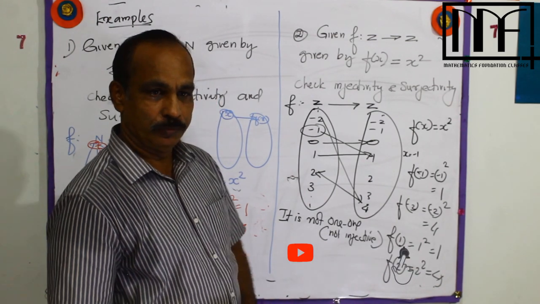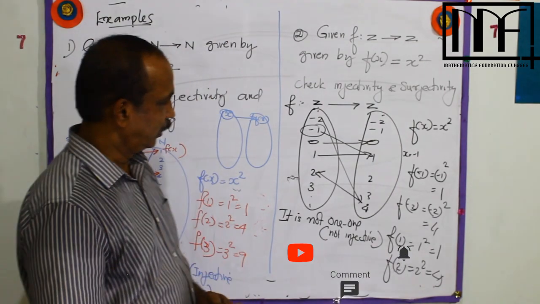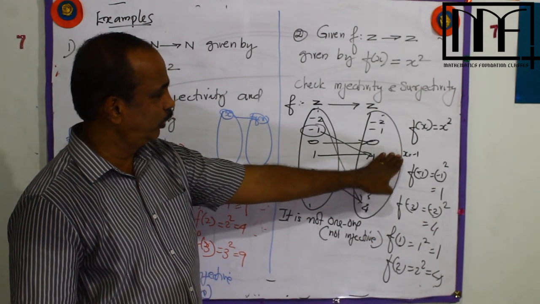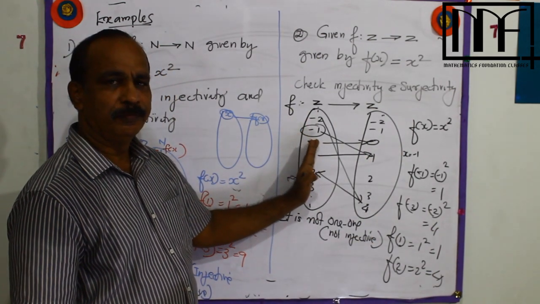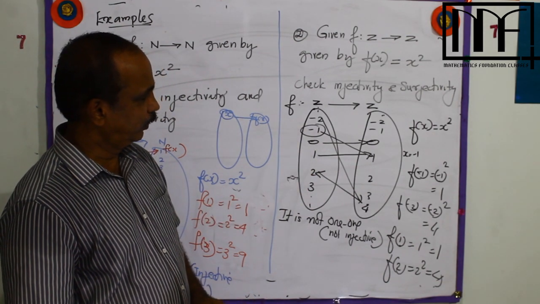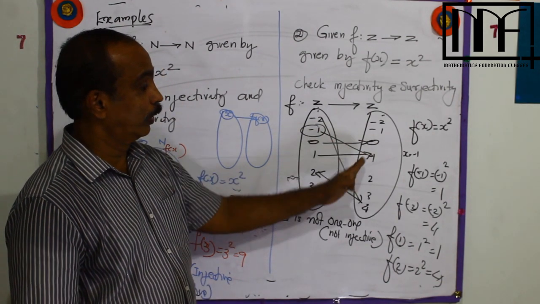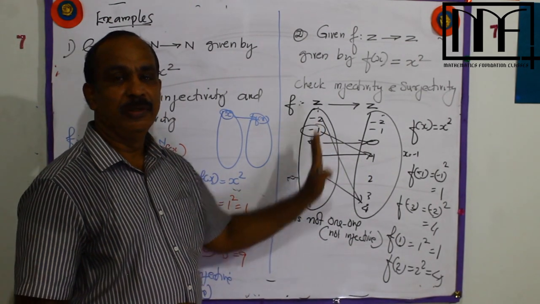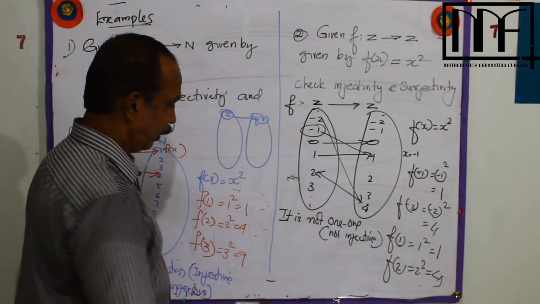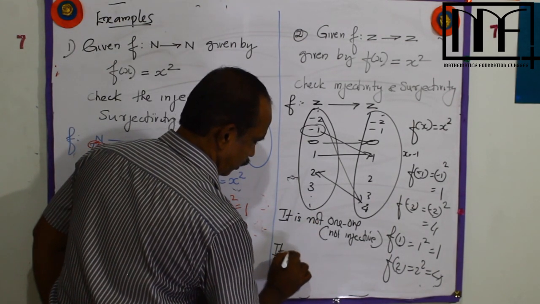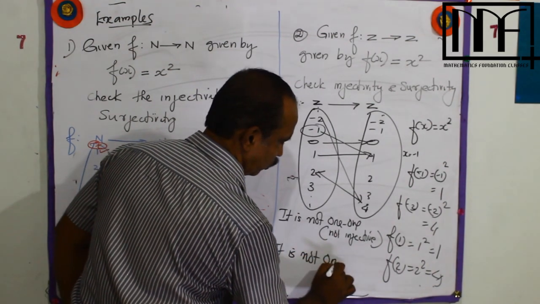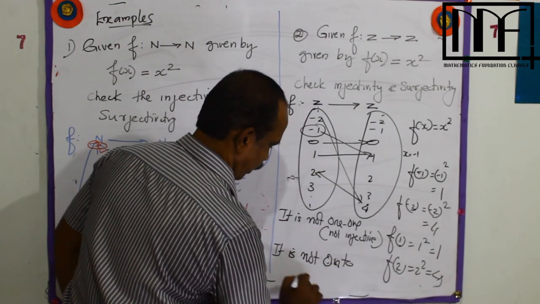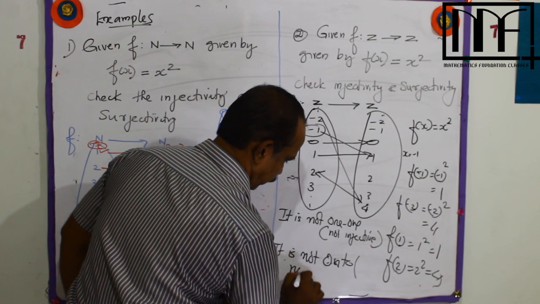And what about onto? That is the surjectivity. Let us check the surjectivity. There are some elements here which are not the images of any x. For example, 1 square is 1, then 2 square is 4. What about 3? Negative 3 or positive 3. Those elements do not have a pre-image here. So it is not onto, or not surjective.